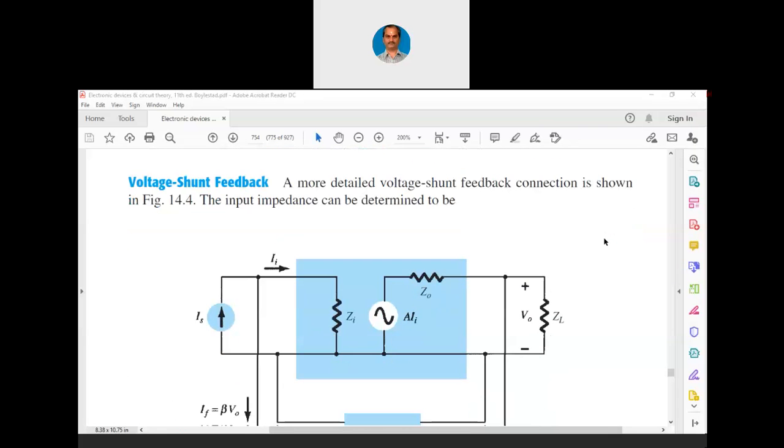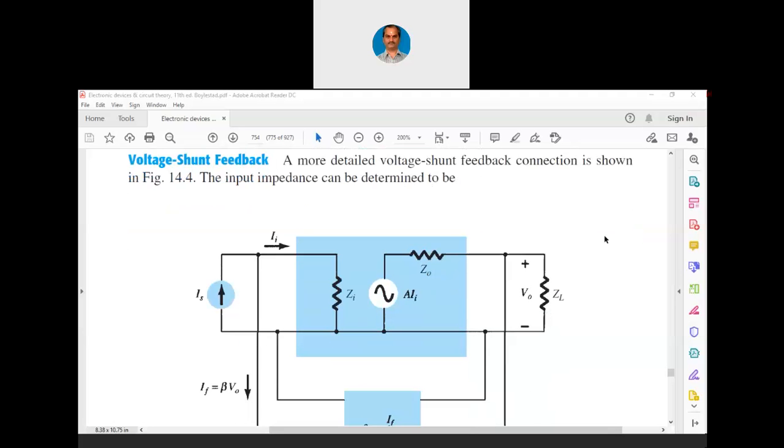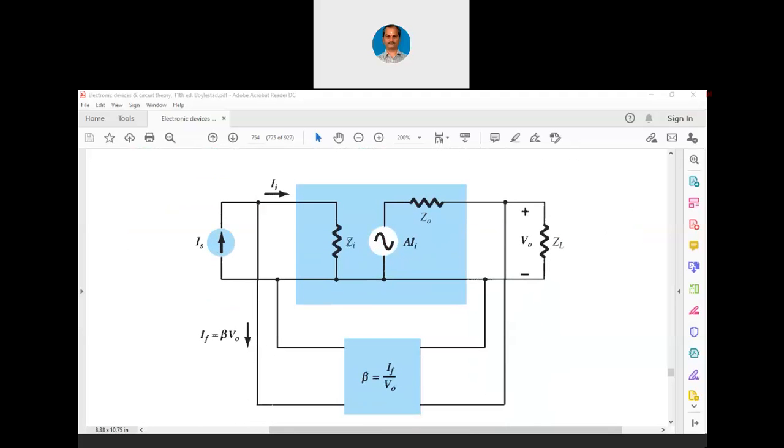Now let us see the voltage shunt feedback. The feedback connection is like this. See, Zi is already shown here, Zo is already shown here, and the shunt feedback we have already seen, and the need for the current source also we have already seen. So I need not repeat it again and again. Let me proceed.